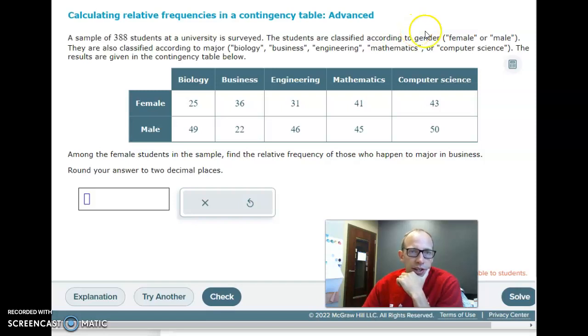All right. This is a scary title if I ever saw one. You have lots of big words, relative frequencies, contingency table, and if that wasn't enough, they put a colon and say advanced. It's really not that bad.